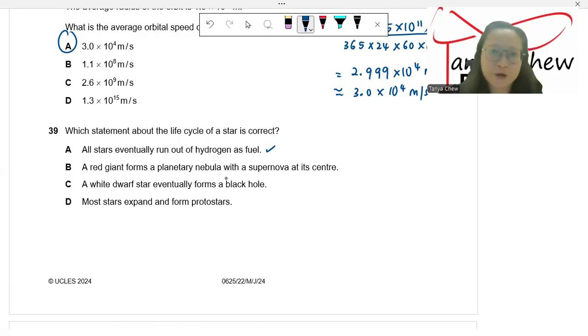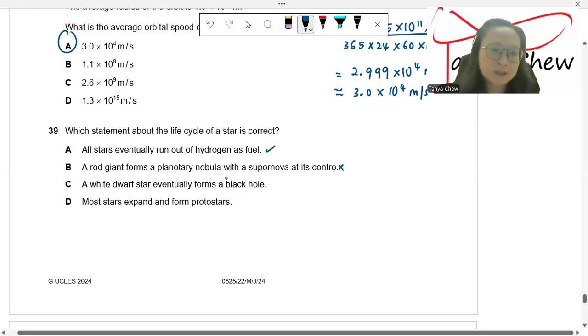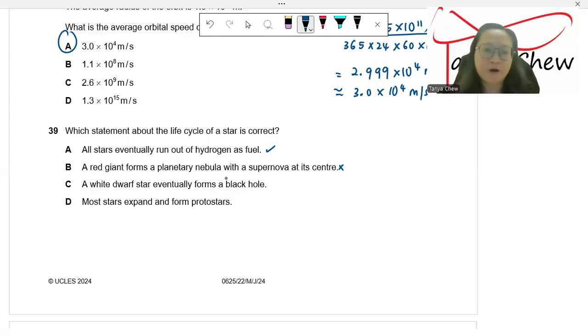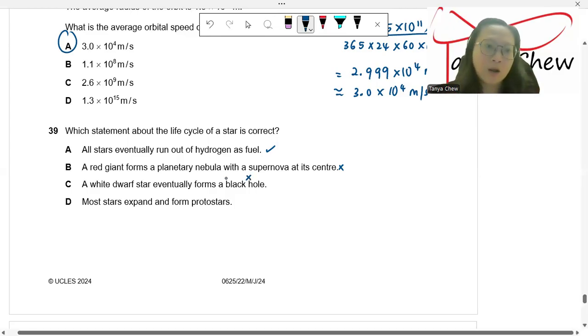No, not for a red giant. A red giant is like the medium-sized star, like our sun, right? A supernova must be formed from a very, very big star, a super red giant. So this is wrong. C, a white dwarf star eventually forms a black hole. No, it never ever forms a black hole, right? So this is wrong. And D, most stars expand and form a protostar. Not possible as well, not most stars, right? So A is the answer.